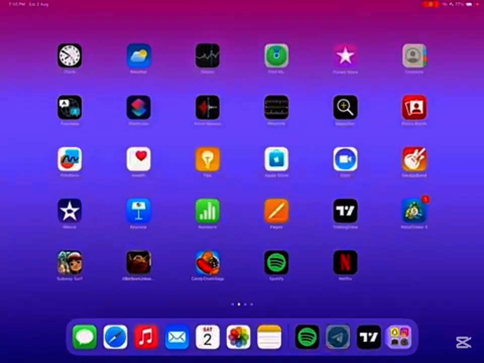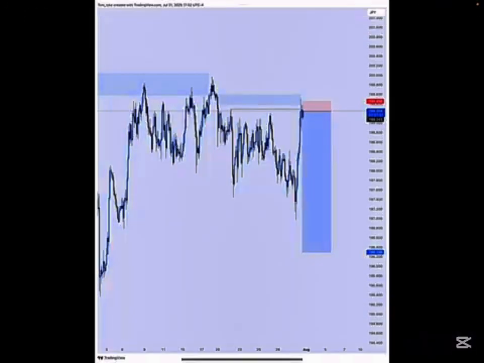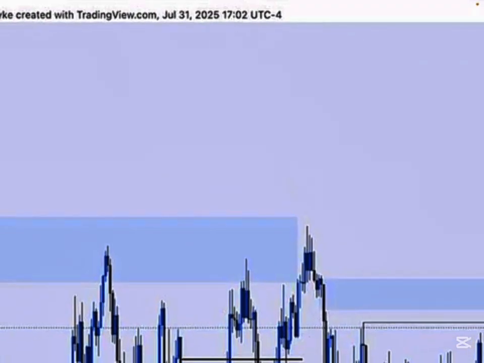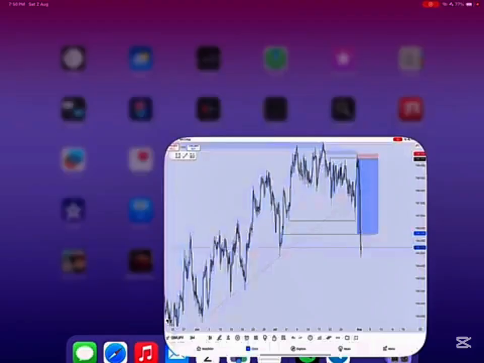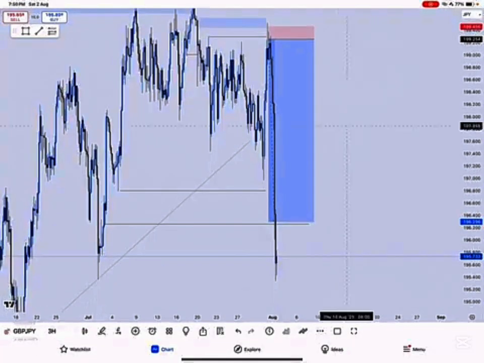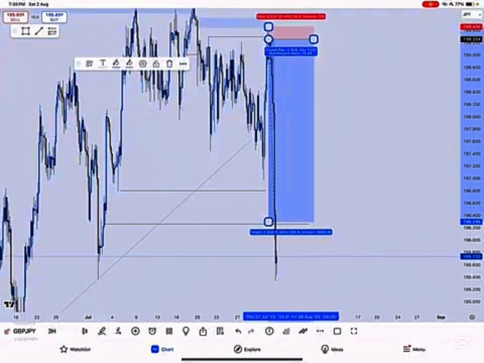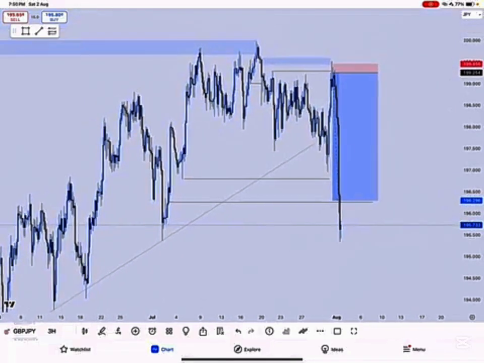So this was the trade on GBPJPY. The analysis was on July 31st, and the trade played out on August 1st. This was the analysis, my stop loss, the take profit level, and this was the trade right here. Hit full take profit, almost no drawdown at all. This is a 1:14 risk to reward ratio trade. That was how I was able to trade GBPJPY.